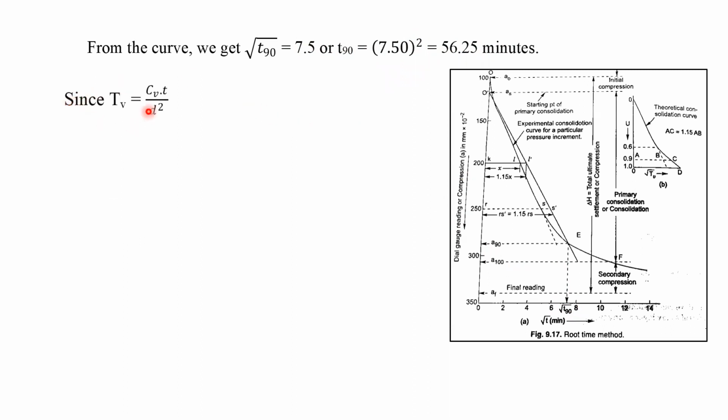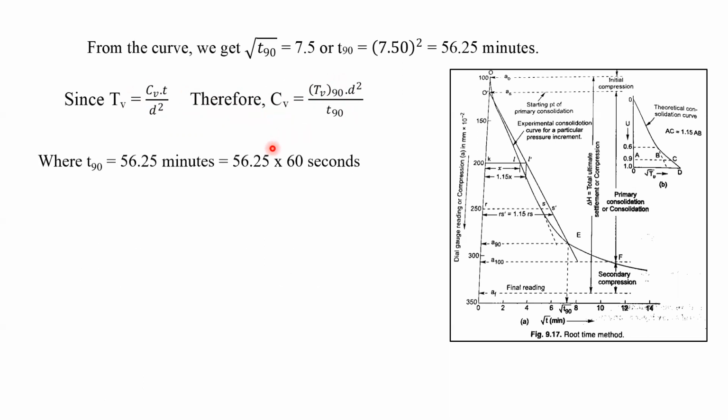So we should know that the time factor is equal to CV into T by D squared. CV is the coefficient of consolidation and T is the time, right? And D is the drainage path. I will also tell you what the drainage path is. CV is nothing but the coefficient of consolidation, which we have to determine during the consolidation test for a particular pressure. So CV is equal to TV into D squared by T90. Like that, we can find out the equations.